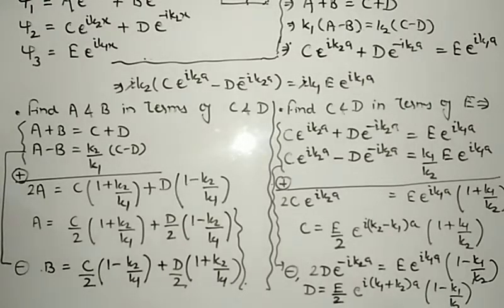For that we have to find the relation between B and A. As we have solved this in the starting portion, this B is in terms of C and D and this C and D in terms of E. So this C and D we will put here so that we can find the value of B in terms of E.